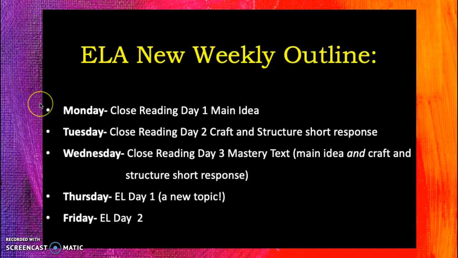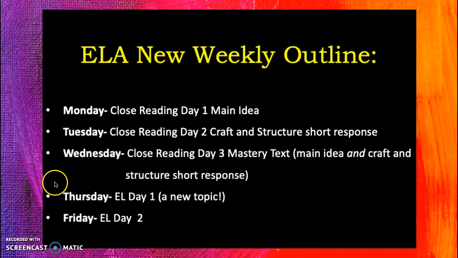Monday is day 1, main idea. Tuesday is day 2, craft and structure short response question. And then Wednesday, just like when we were in school, Wednesday is your mastery day. So you will have main idea and a craft and structure short response question for a new text.